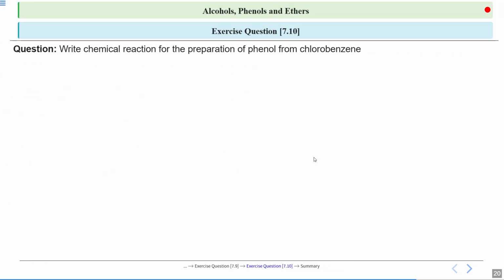Next question, you have to write the chemical reaction for the preparation of phenol from chlorobenzene. This is also called Dow's process. So write the reaction. I'm giving you 20 seconds.